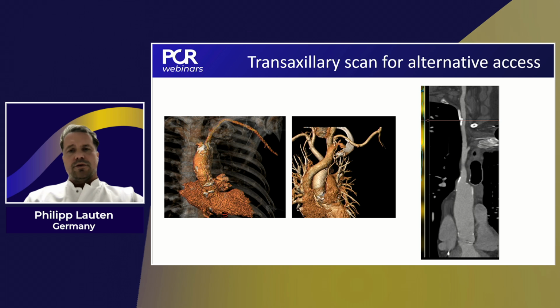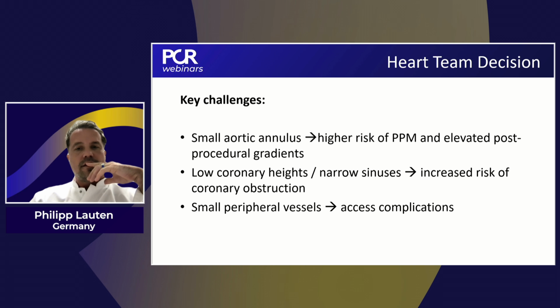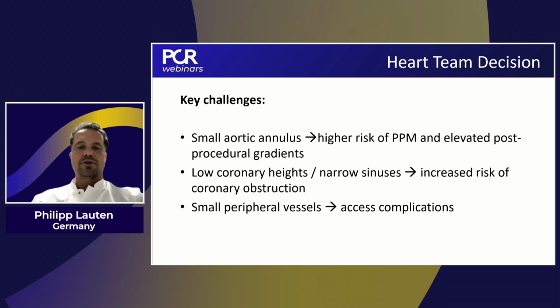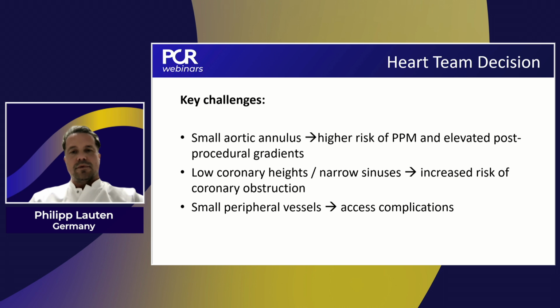So for our heart team discussion, in our case, there are some specific issues and key challenges. The small aortic annulus has a higher risk for patient-prosthesis mismatch and elevated post-procedural gradients. I mean, the hemodynamic with maybe a balloon expandable valve is probably not so good. Like in supraannular prosthesis, we have low coronary heights and narrow sinuses.